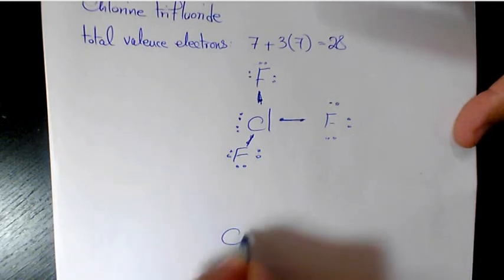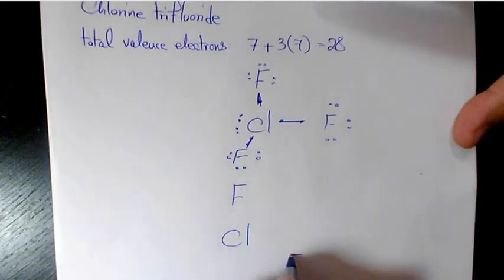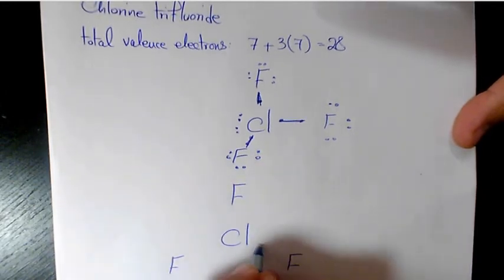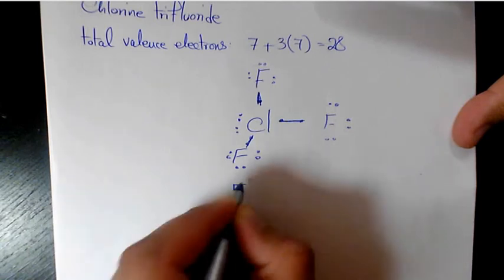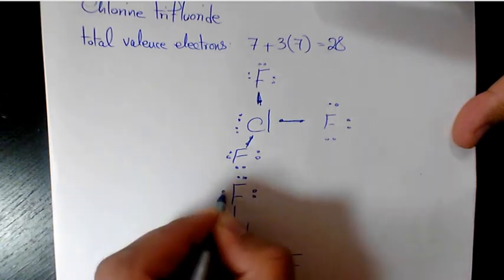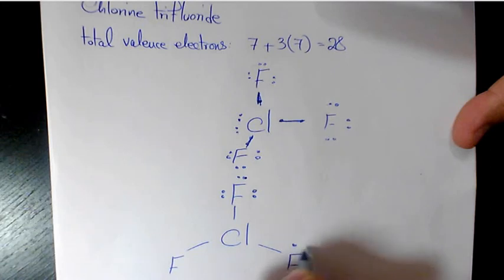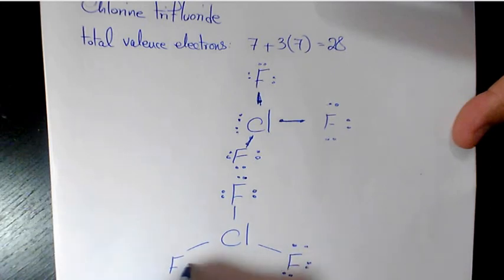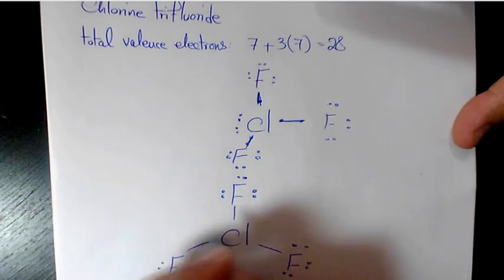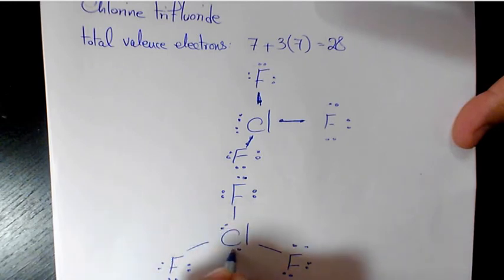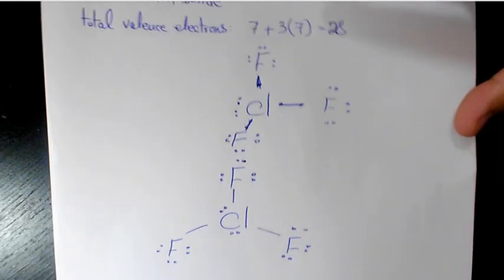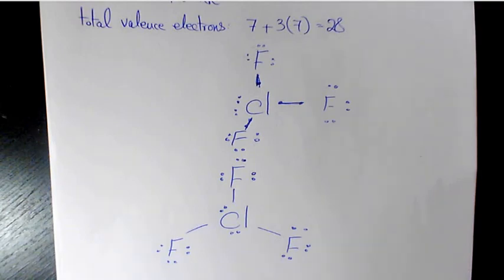So basically the Lewis structure is going to be like that. Each fluorine has 1, 2, 3, 4, 5, 6 electrons as lone pairs, and we have 2 lone pairs on chlorine as well. So that's the Lewis structure for chlorine trifluoride.